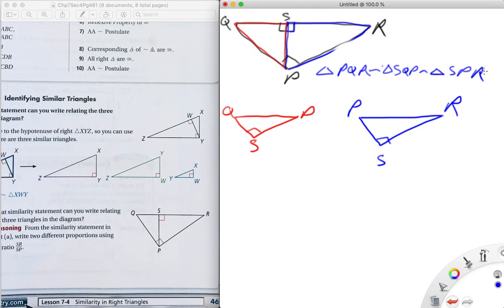Okay. Notice something: SP is shared by both the small triangle and the medium-sized triangle. The long leg here, SP, is the same thing as the short leg of the medium triangle. So the long leg of the short triangle is the same thing as the short leg of the medium triangle. So they want a similarity statement with SR to PQ, or SP. SR, SP.